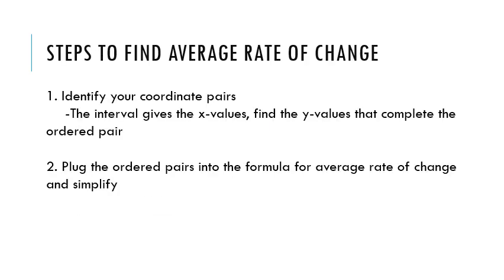We'll work some examples, but just to process the steps you need to take to calculate the average rate of change: the first thing you want to do is look at the interval that the problem gives you. So you're getting two x values. We need to plug those x values into the function to find their y values, or if you're given a table or a graph, read the y values from the table or the graph. And then we can set up our f of b minus f of a over b minus a and actually calculate the average rate of change.